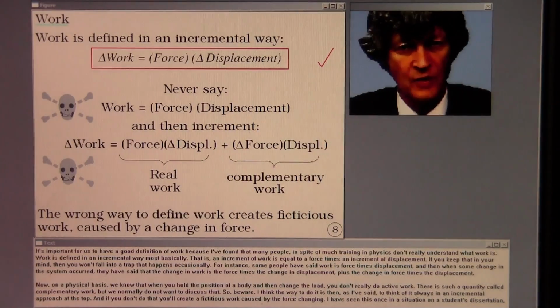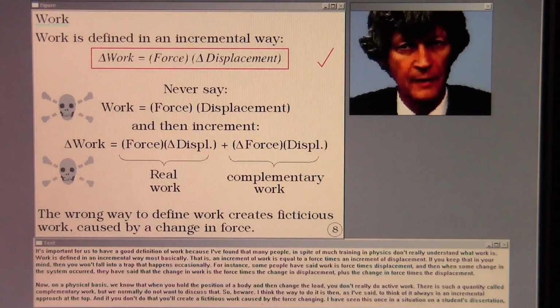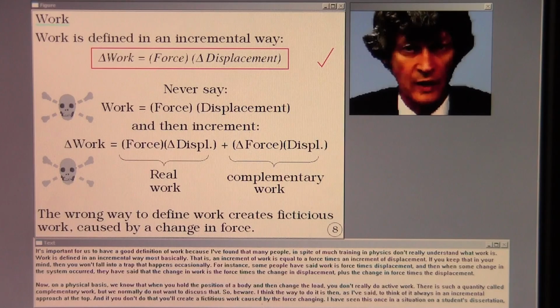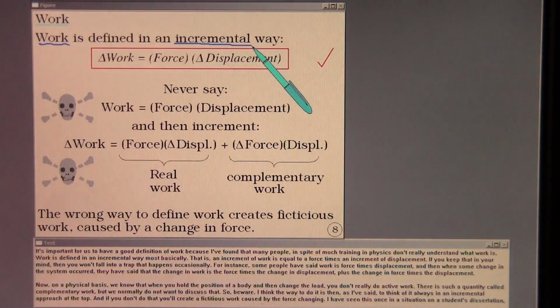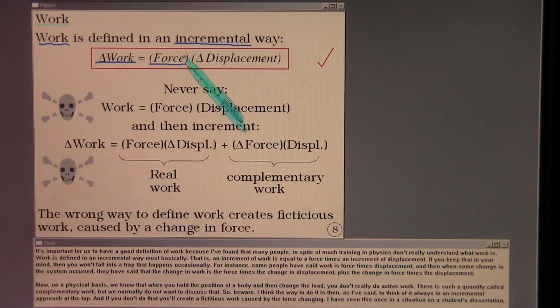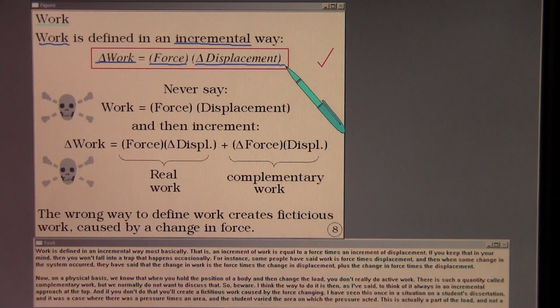It's important for us to have a good definition of work, because I found that many people, in spite of much training in physics, don't really understand what work is. Work is defined in an incremental way, most basically. That is, an increment of work is equal to a force times an increment of displacement. If you keep that in your mind, then you won't fall into a trap that happens occasionally.